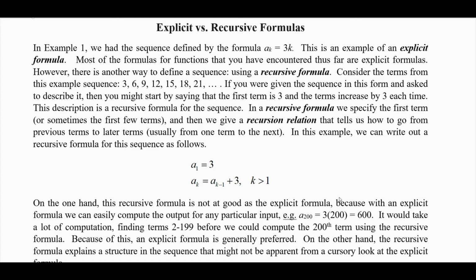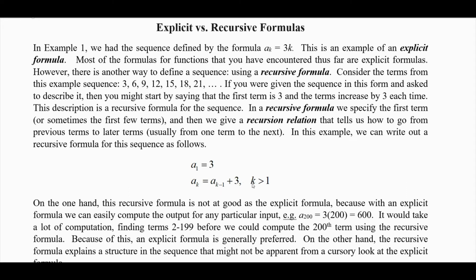In a recursive formula, we specify the first term, or sometimes the first few terms, and then we give a recursion relation that tells how to go from previous terms to later terms, usually just from one term to the next. In this example, we can write out the recursive formula for the sequence as follows. a sub 1 equals 3. That identifies the first term. And then we say a sub k is a sub k minus 1 plus 3 for k is greater than 1.